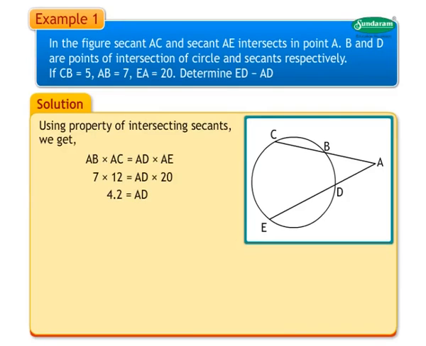4.2 is equal to AD. ED is equal to AE minus AD is equal to 20 minus 4.2 is equal to 15.8. ED minus AD is equal to 15.8 minus 4.2 is equal to 11.6.